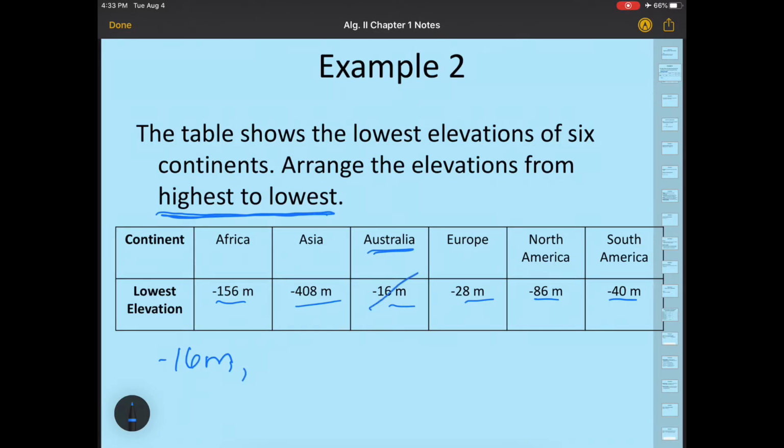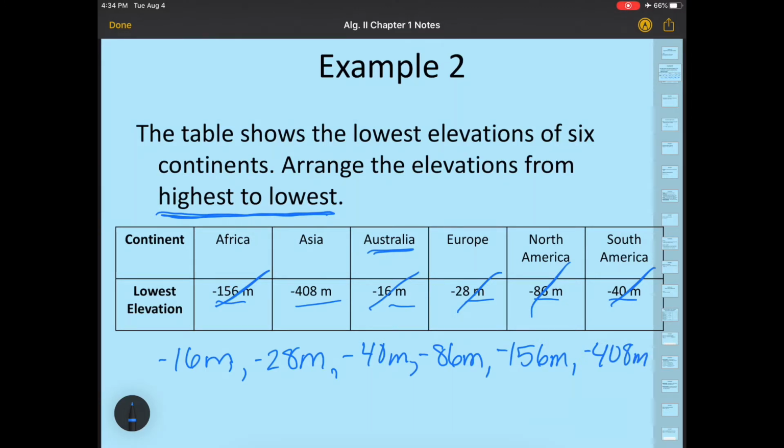And then my next highest would be Europe with negative 28. And then South America with negative 40. And then North America with negative 86. Africa with negative 156. And finally, the least or the lowest elevation, which was what we wanted, was negative 408. So here we have highest to lowest elevations.